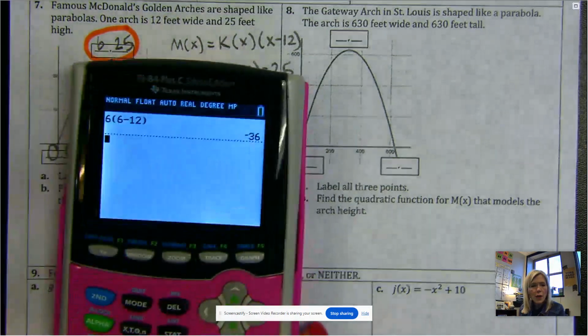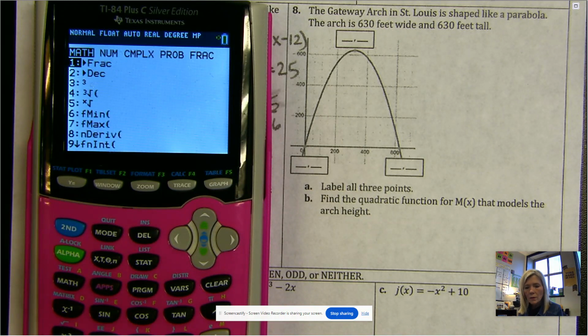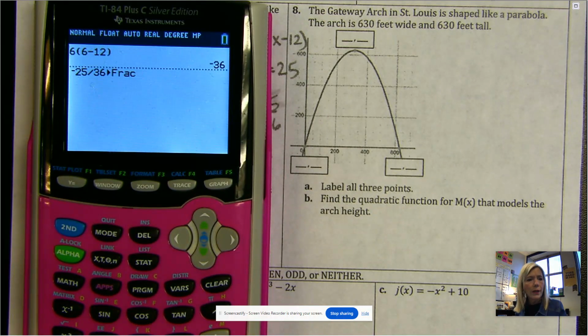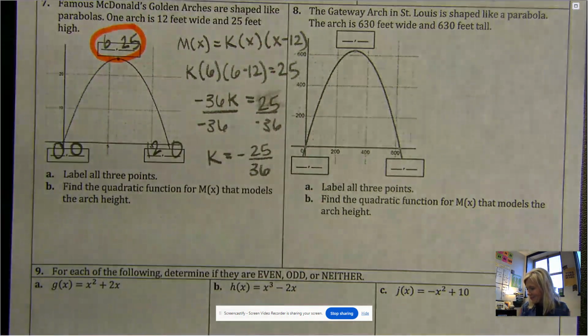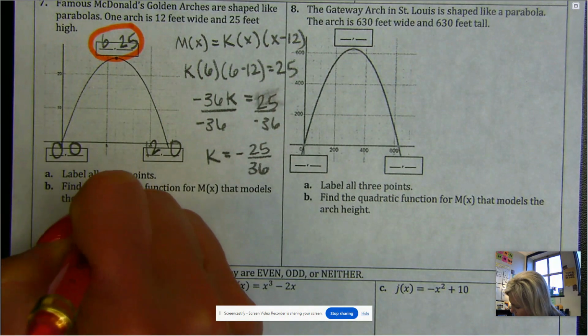You can always check to see if something's going to reduce by dividing, and then the math button, followed by enter and enter again. And look at that, it doesn't reduce. So my equation looks like this.